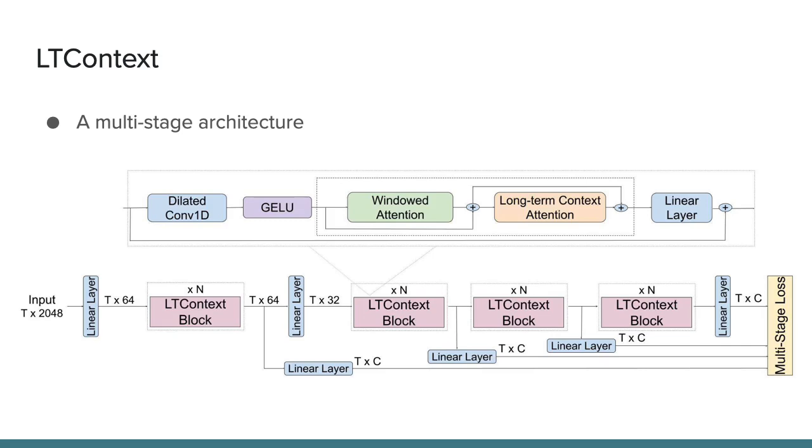Based on this finding, we propose a multi-stage architecture that combines temporal convolutions and self-attentions. Each stage consists of multiple blocks. Here we use n equal to 9. And each block applies temporal convolution and the two types of attentions, namely windowed attention and long-term context attention.